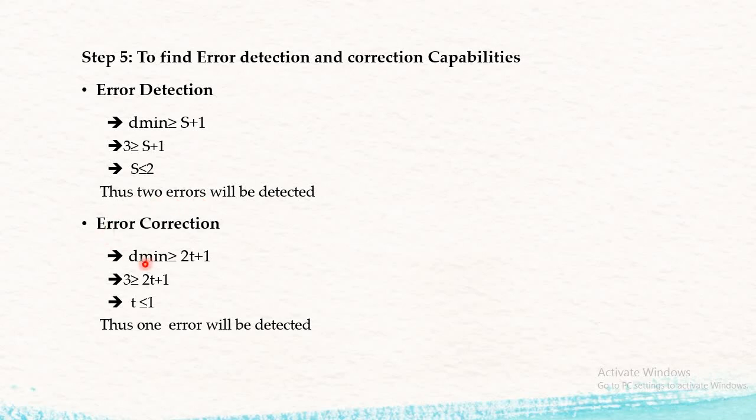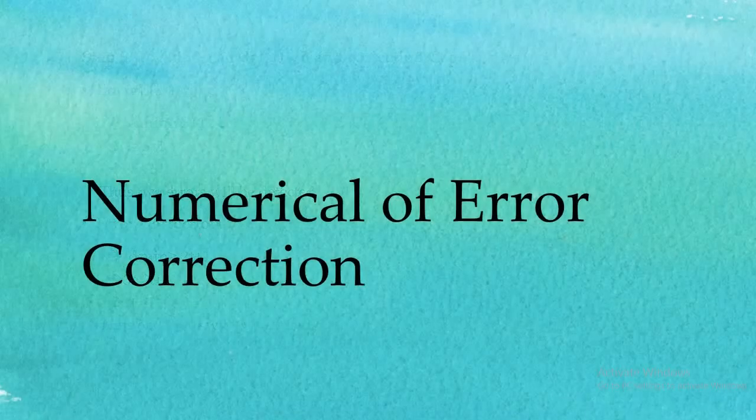And for error correction the formula is d minimum greater than or equal to 2t plus 1. So d minimum equal to 3 is greater than or equal to 2t plus 1, so your t is less than or equal to 1. Thus 1 error will be corrected. So this is all about the error correction and detection capabilities.